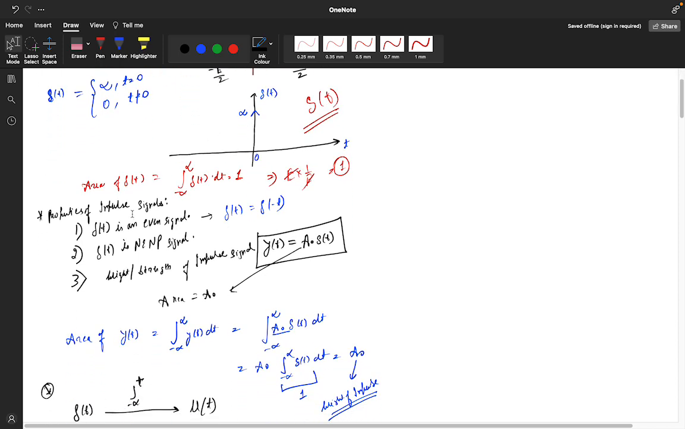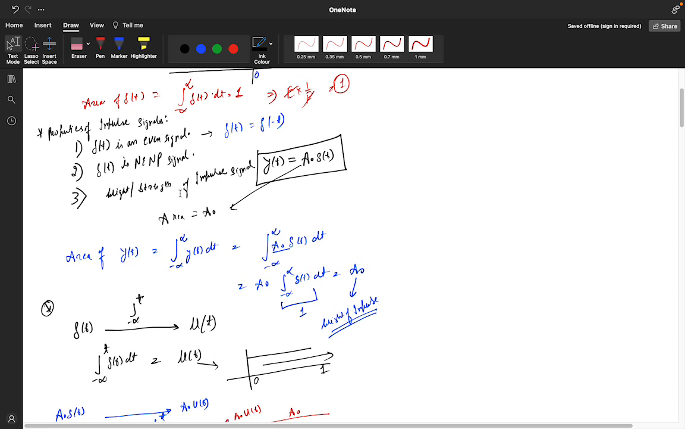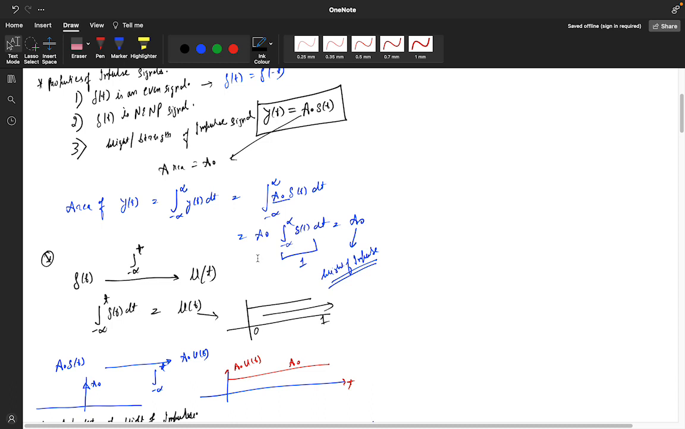Properties of an impulse signal. Even if you do the scaling, delta of t is equal to delta of minus t. Delta of t is neither an energy nor a power signal. The unit impulse signal gives you the strength of the area. Suppose y of t is a naught delta t, so the area will be a naught. The area of y of t is the integral from minus infinity to infinity of y of t dt. Putting y of t as a naught delta t, the whole integration will be a naught only, because the integration of delta of t from minus infinity to infinity is 1. So you get the weight of the impulse signal.